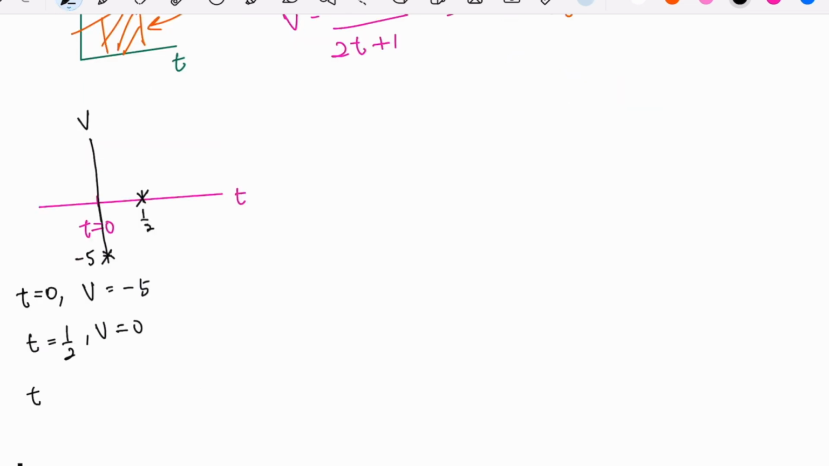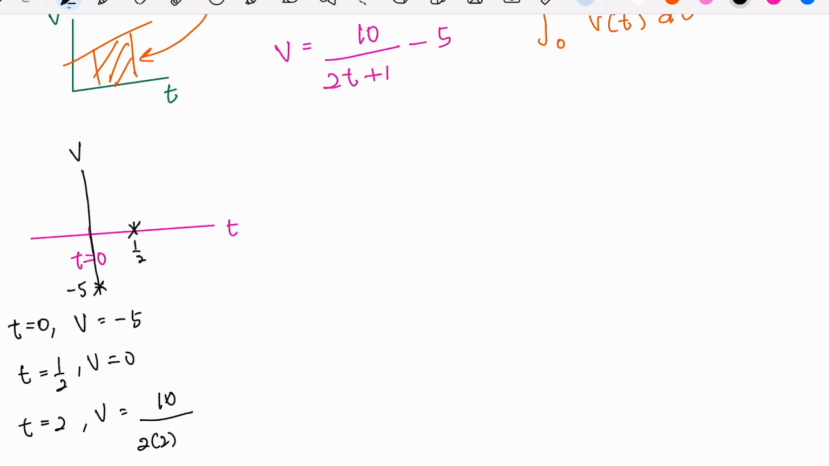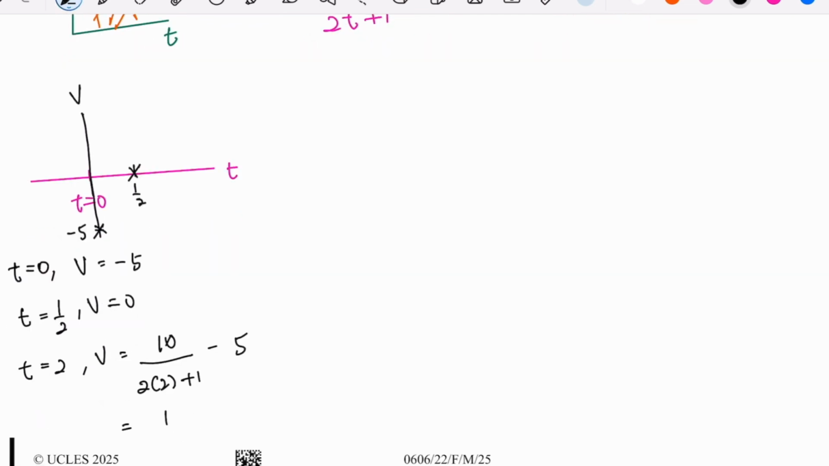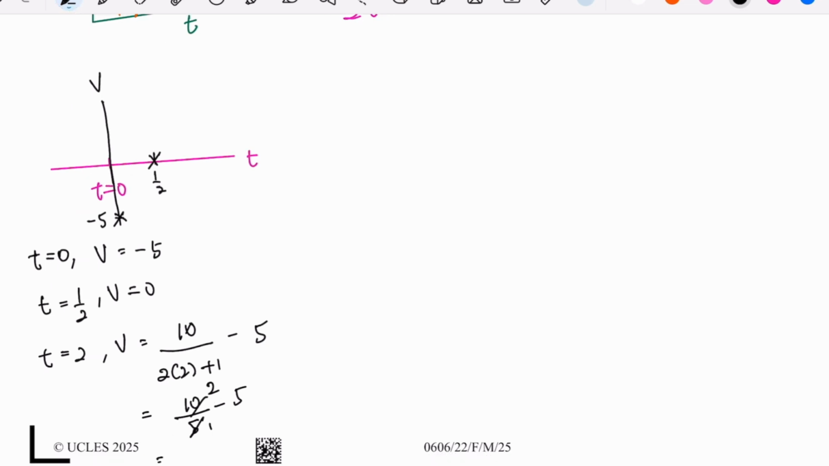So if t is equal to 2, then our v is 10 over 5, minus 5. So that is 2 minus 5, negative 3. So it's going to be negative 3, which is somewhere here. So maybe this is our graph.